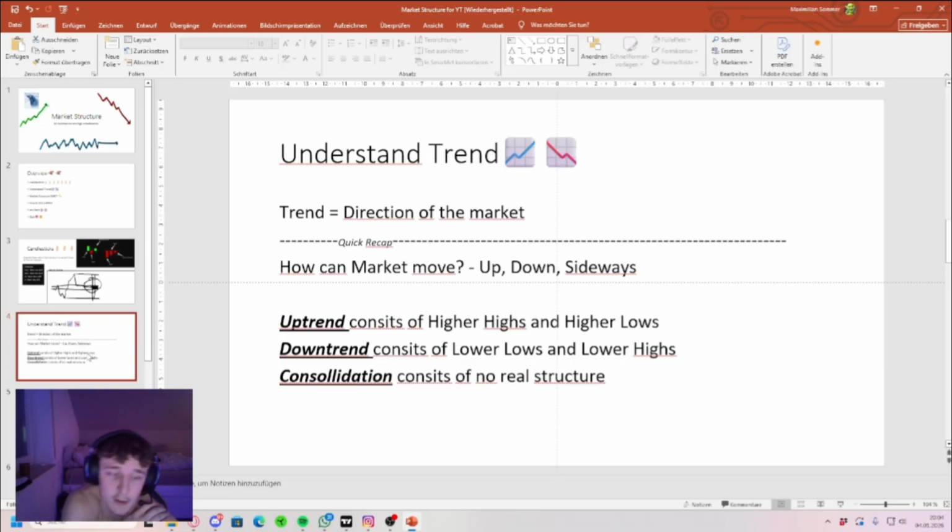We already talked about trend. Trend is just the direction of the market. Quick little recap. I don't really know why I wrote that because I forgot what I wanted to.